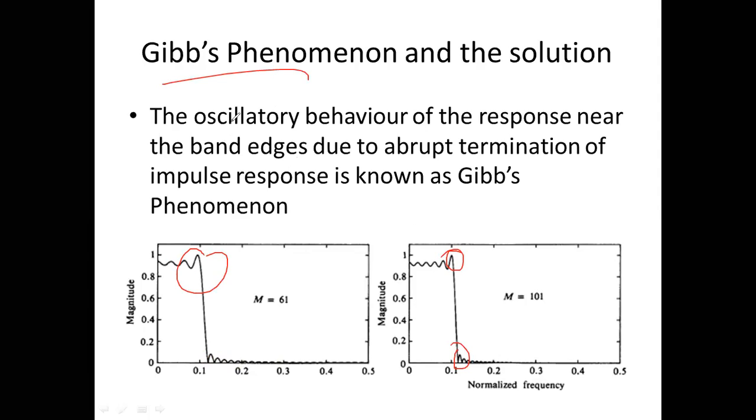So what do they say? Oscillatory behavior of the response near the band edges. Why does this happen? You suddenly terminate the values on the left-hand and right-hand side of the impulse response. Not a good idea. So what they say is, you want to terminate in a manner so that the windowing shall have a taper.